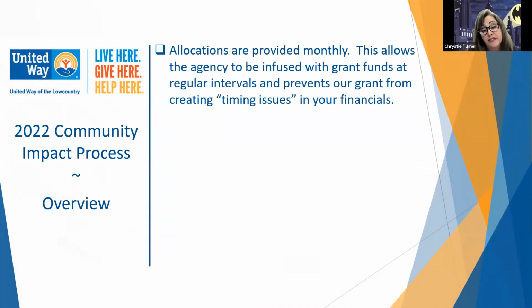We provide allocations monthly. This allows the agency to constantly be infused with cash from United Way at regular intervals. That helps for just budgeting, but it also prevents you from looking cash heavy. Sometimes when you get those grants and they're front-loaded grants, it's wonderful to have all that cash on the front end, but it can skew your financials and it can make you cash heavy depending on what time you're applying to other grants.